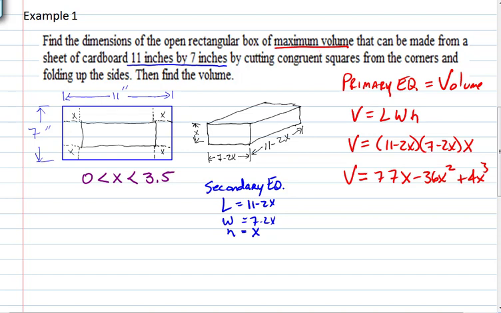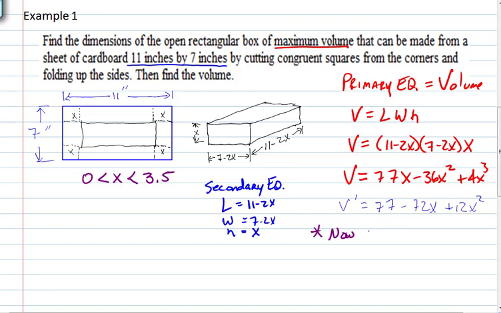That means we need to take the derivative. So when I take the derivative here, I get 77 minus 72x plus 12x squared. Now, I could set the derivative equal to 0, and that's what I want to do.